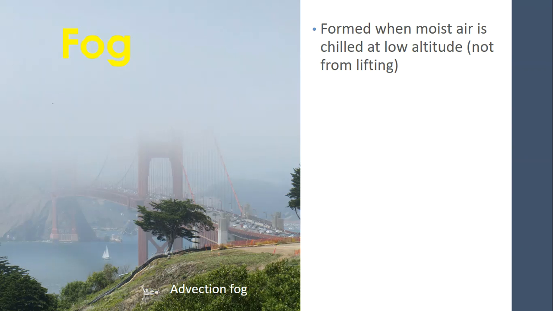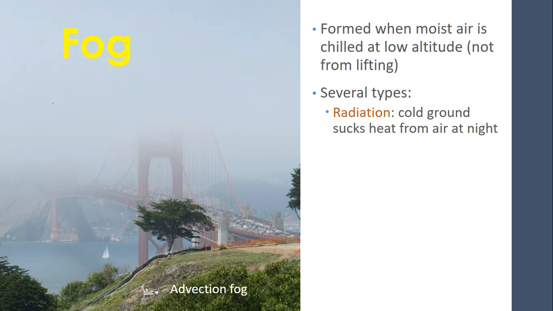Fog is formed when moist air is chilled at a low altitude. It's not from lifting. So clouds are formed when that air lifts up, but fog occurs when air is chilled at a low altitude near the surface. There are several types. There is radiation fog, when the cold ground sucks up heat from the air at night. So we get less of this in Southern California, but we do get some of this. But where I'm from, the Northeast, radiation fog that happens at night can be pretty typical.